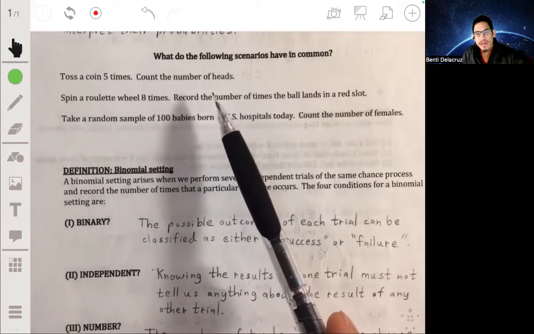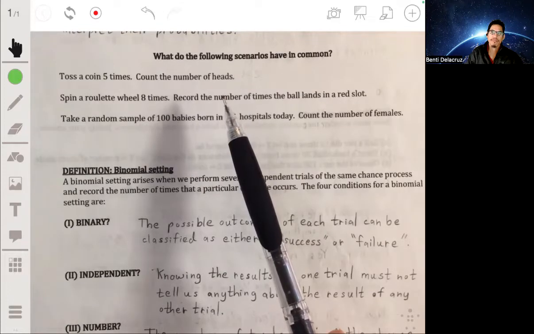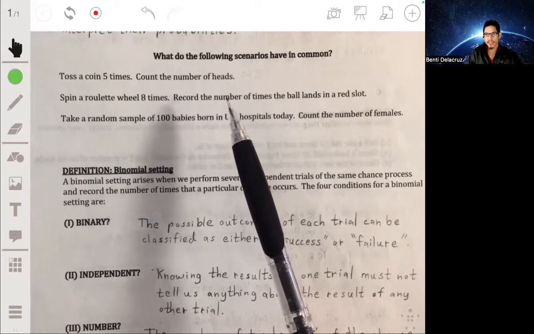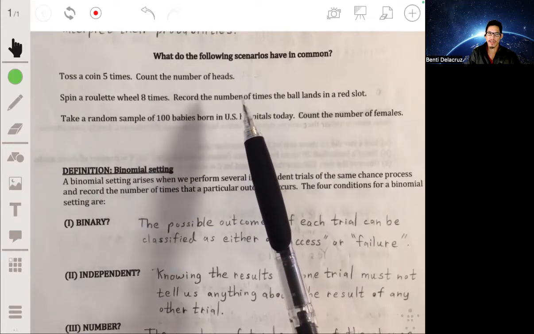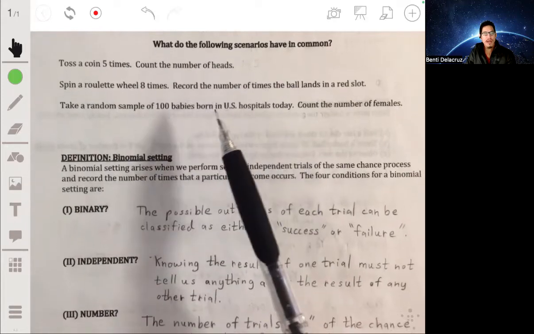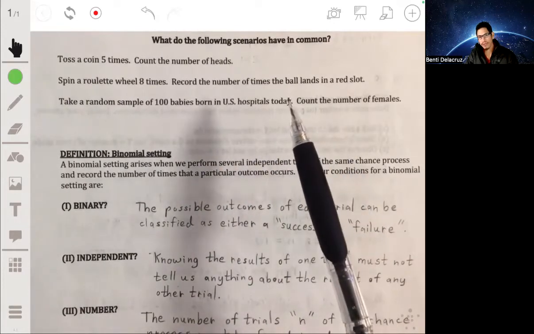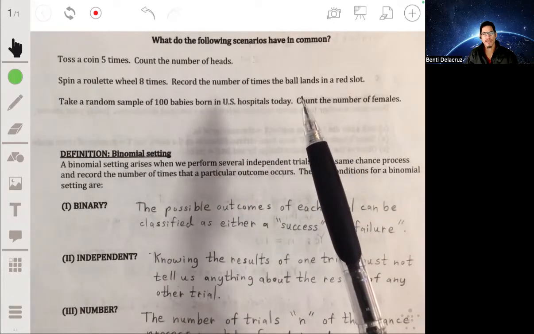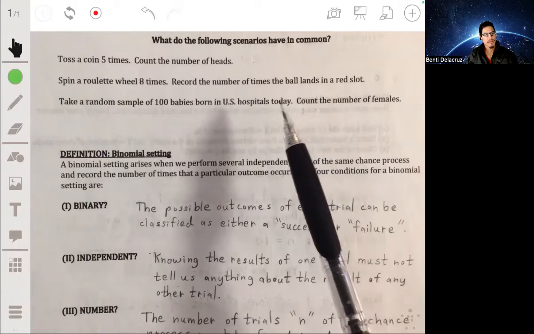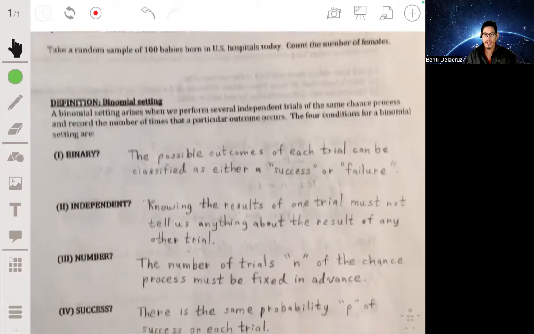Getting a red, it's not actually 1/2. Depending on the roulette wheel, they usually have red, black, and green, but it's usually closer to 1/2. It's sometimes like 18 out of 37, or 18 out of 39, something like that. But it's the same on every turn, and that's what matters. And then take a random sample of 100 babies and count the number of females. I think it's actually that 51% of people are females, but again, it's always the same chance. The success chance is always the same.